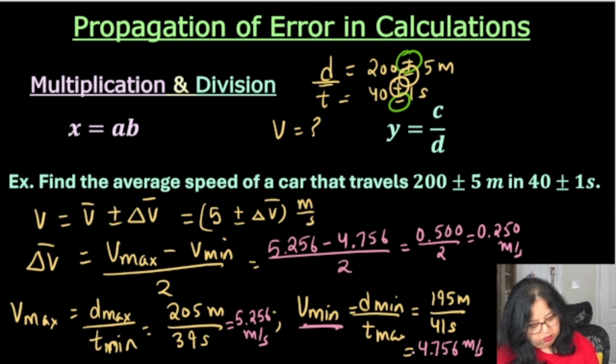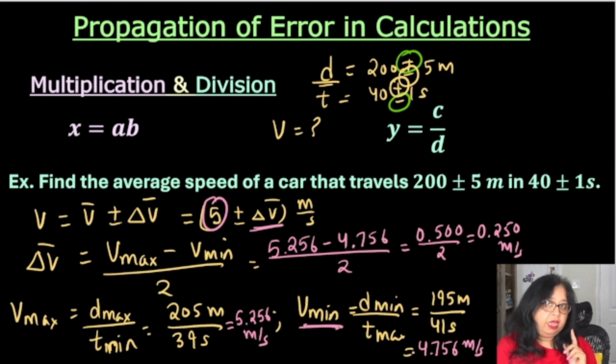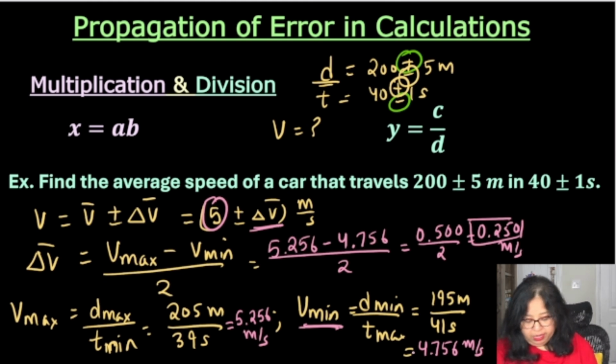Since this answer is 5, therefore this delta V bar, which I found out to be 0.250, should have nothing after the decimal. So when I round this off, it really becomes just 0. See? But before I round it off, it is 0.250. Make sense?